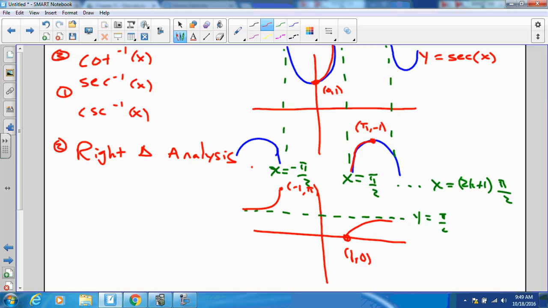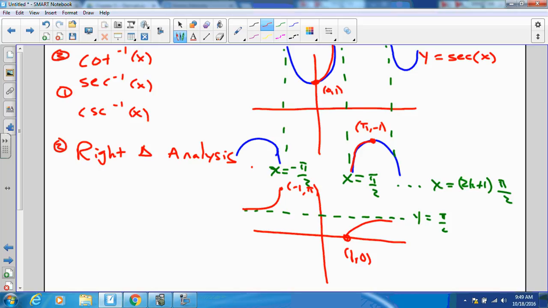The domain of my stuff in red here is 0 to pi except for pi over 2. So the range here is 0 to pi except for pi over 2. The range of secant is 1 up and negative 1 down. In other words, 1 to infinity and negative infinity to negative 1. So the domain of inverse secant is negative infinity to negative 1 and 1 to infinity. That make sense?